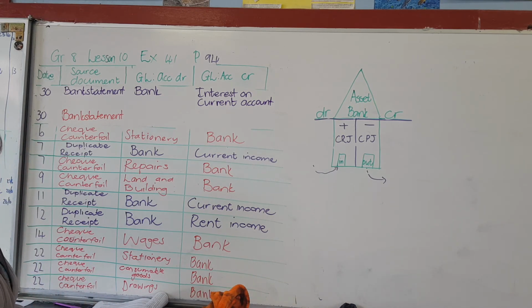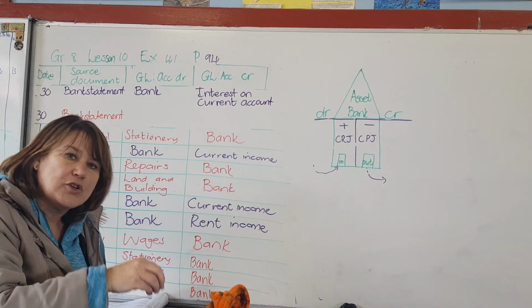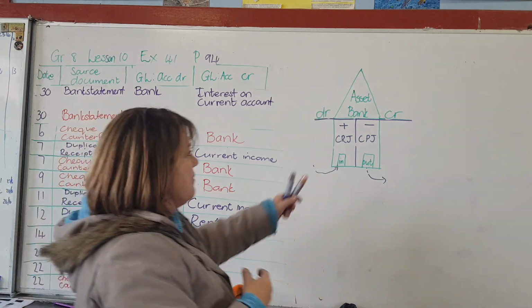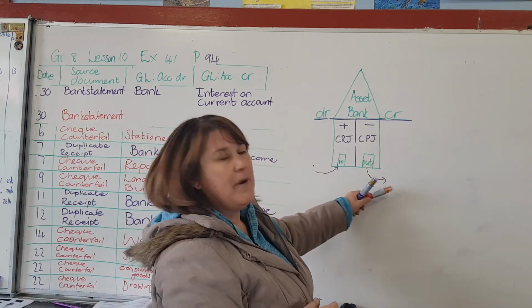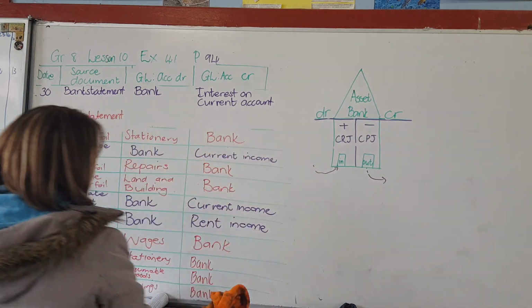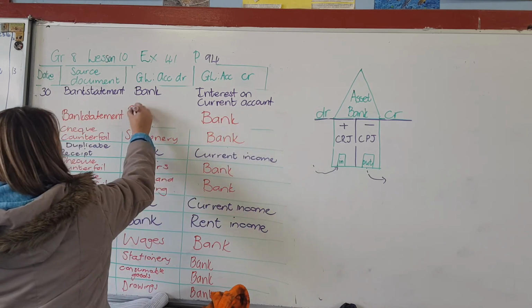And then the second transaction of the 30th, bank charges. So the bank charged me for the service that they've rendered to the business. So they took money out of my bank account, it decreased, so my bank account will be credited with bank charges.